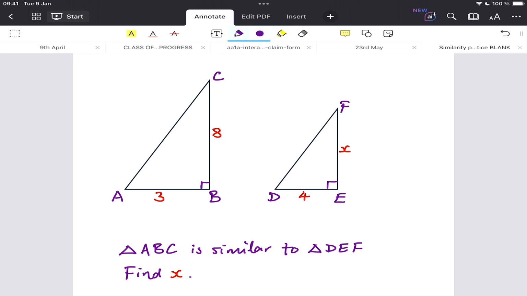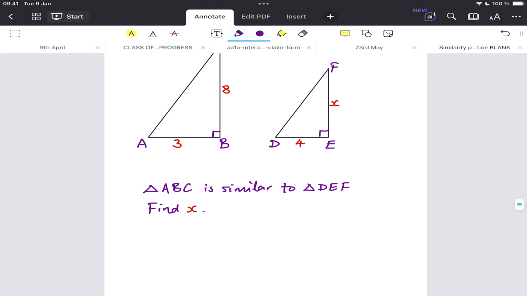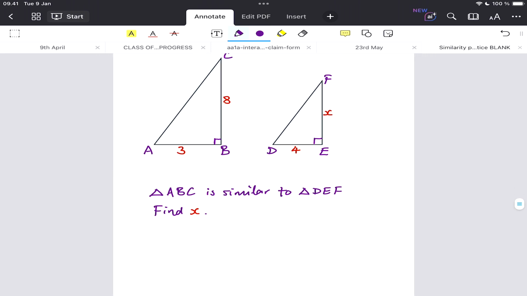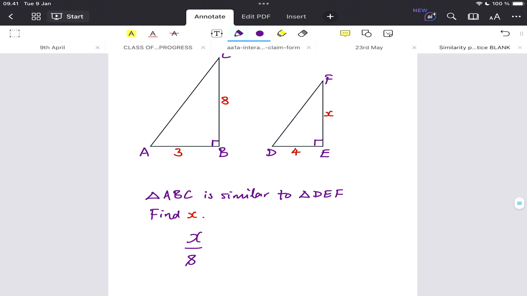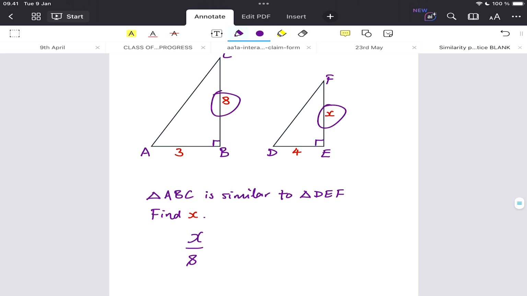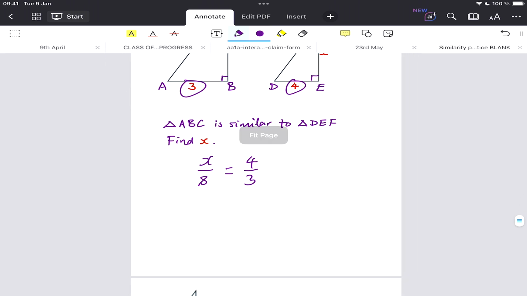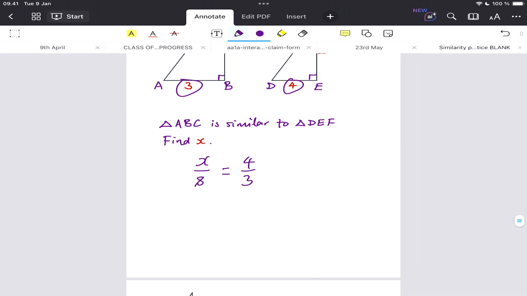So I'm going to start by writing that x divided by, let's say, the 8, x divided by 8. So two corresponding pairs in the big and small similar triangles is equal to 4 divided by 3. And then I can just manipulate the algebra of that to find out what x is. So I can multiply both sides by 3 to get rid of the fraction.